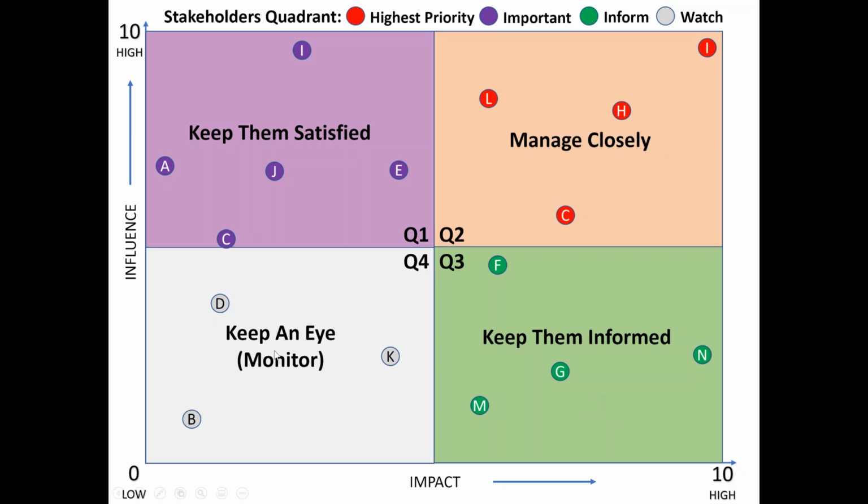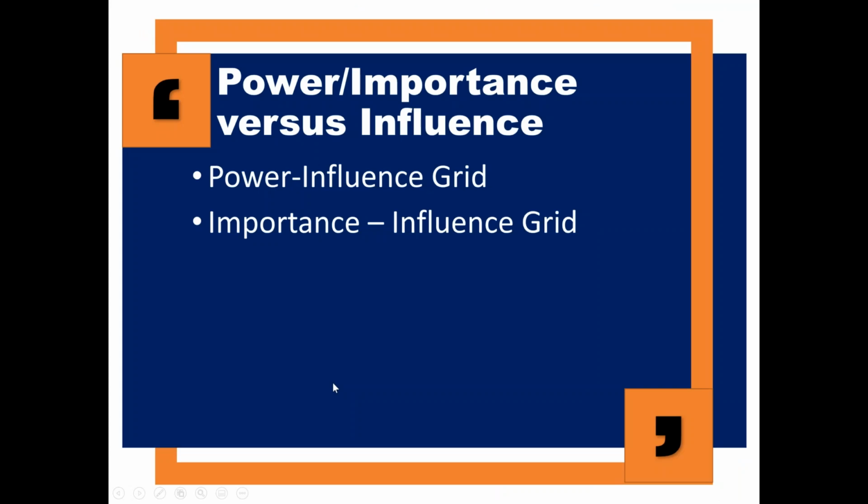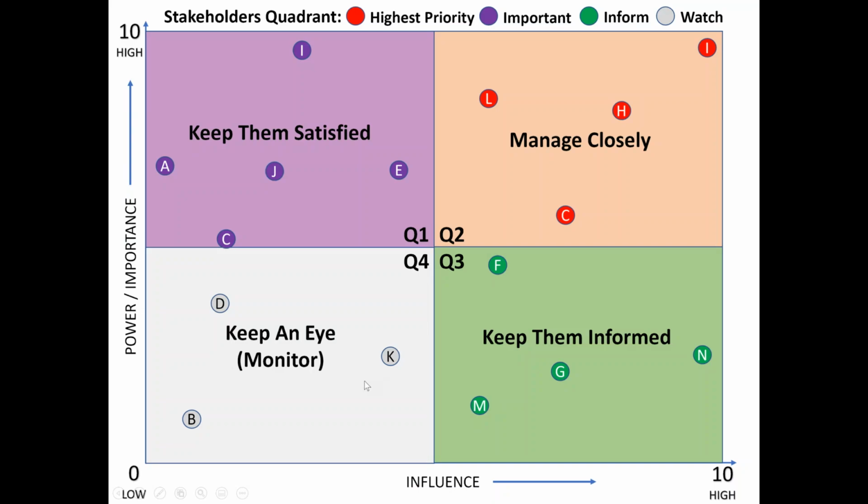So keep them informed, and those who are low in influence and low in impact, you just have to monitor them, keep an eye on them, watch them. Then we have the power influence grid and the importance influence grid. I would again like to show them like this. Power and importance come on the y-axis, and influence, in both cases, comes on the x-axis. Exactly the same story.